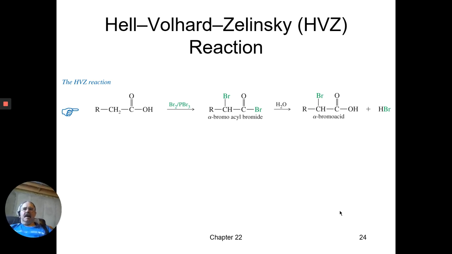All right, this is the Hell-Volhard-Zelinsky, or HVZ reaction. This uses phosphorus tribromide and bromine. You can also do this with chlorine and PCl3. But when these react, you form an alpha bromo acyl bromide. In the last chapter, we talked about acyl halides, but we get bromination here at the alpha position.